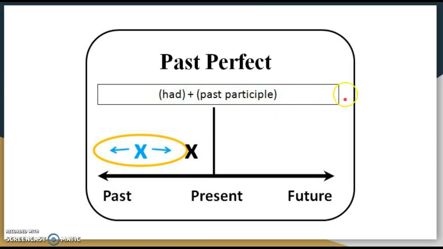This is a visual representation of the past perfect. So again, we have two actions or events happening represented by the X's. The first X is in past perfect, and then the second X, or the second event, is in past simple.